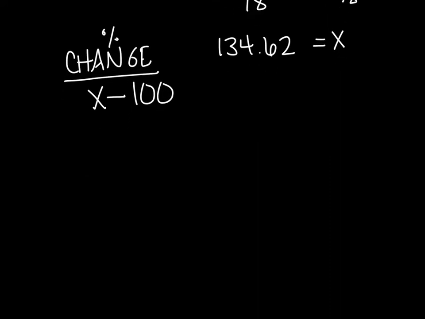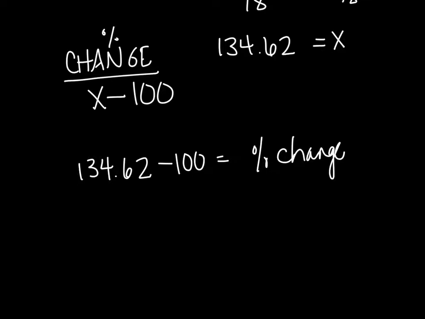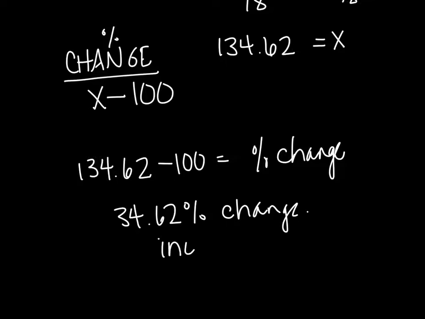So for this problem, I'm going to go ahead and say that 134 and 62 hundredths subtract 100 is going to give me my percent change. All right, and so quickly I can see that I would have 34 and 62 hundredths percent change. Okay, that change is a positive change. So here it's going to be 34 and 62 hundredths percent, and I can actually say percent increase. Okay, because that allows me to see that I have increased my typing speed.